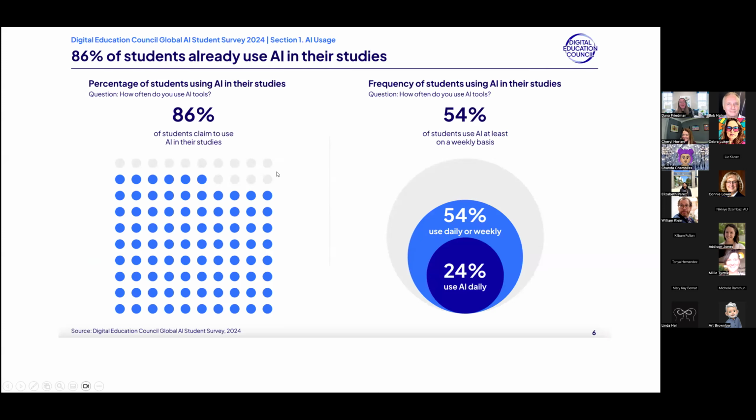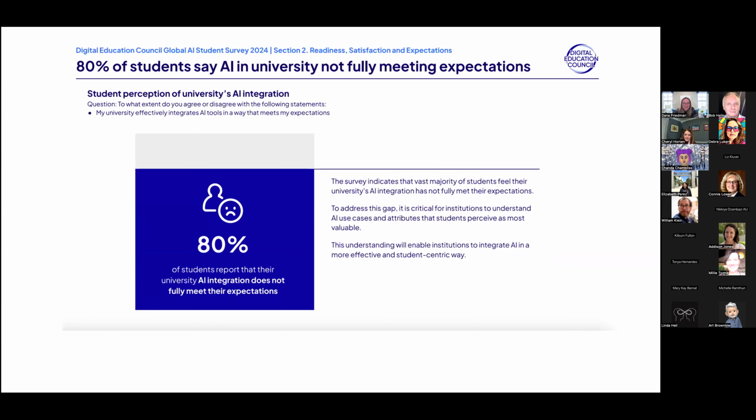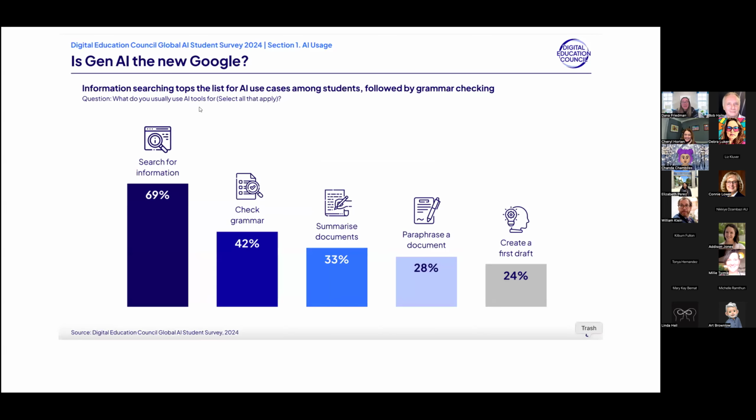And 86% of students already use AI in their studies. And they're using it a lot. They're using it daily or weekly. 54% use it daily or weekly. And they're using it for everything from searching information, which is a great way to use it, 69%. They're using it to check their grammar, summarize documents, paraphrase documents, and create first drafts.